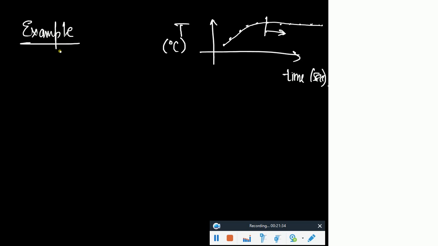Can you give us a mechanical example of steady state? Example of what? Steady state. Yes, just talk about an aeroplane.